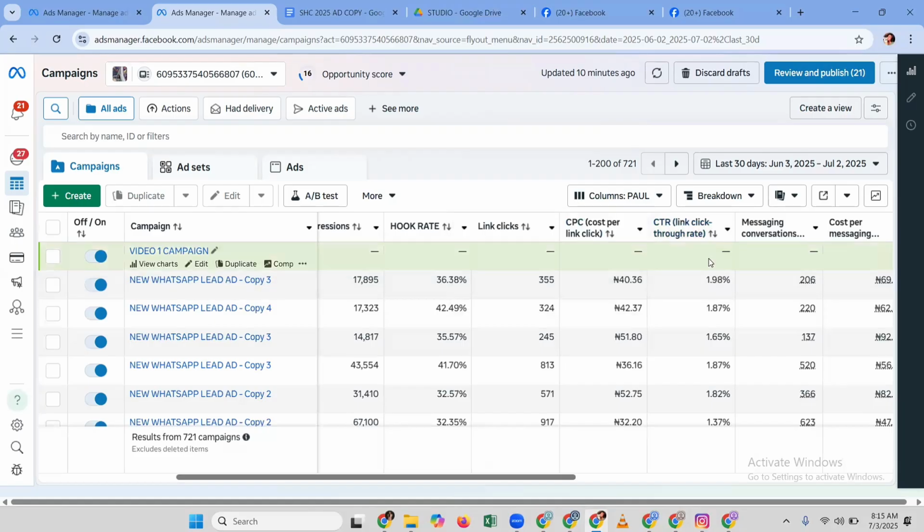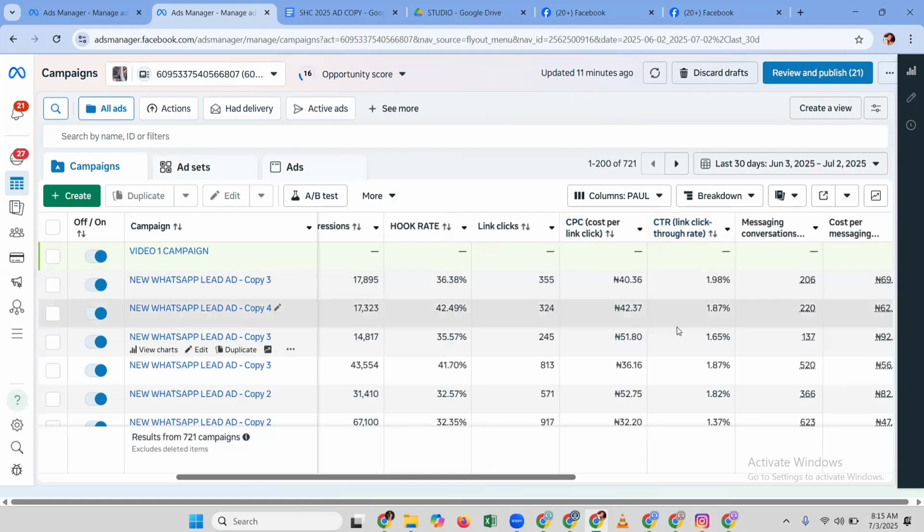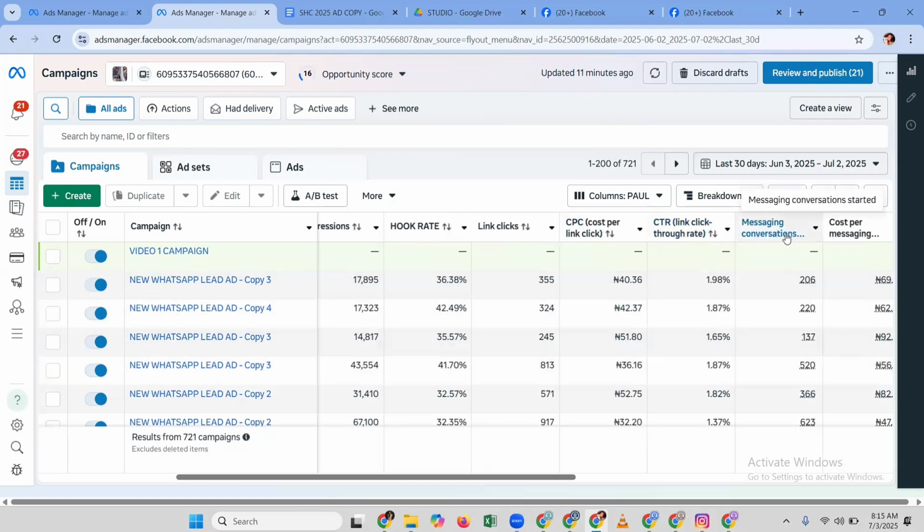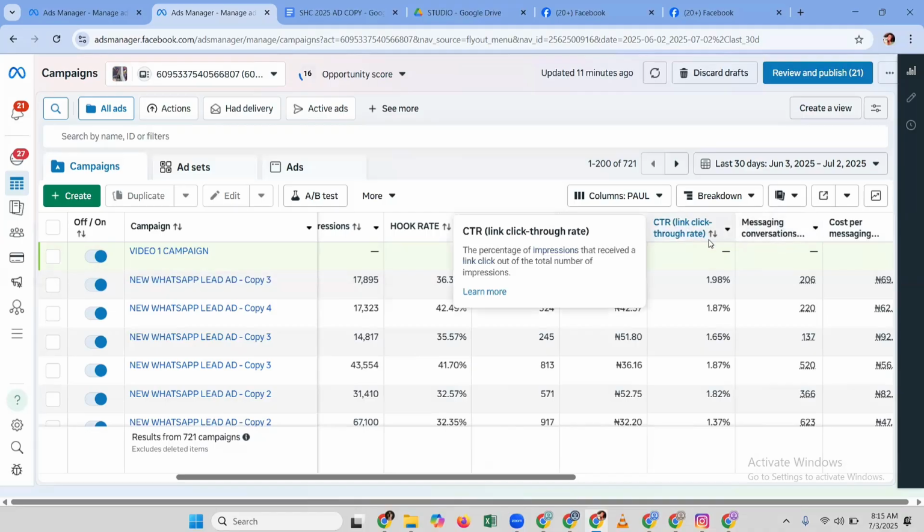So the next primary metric, I told you there are 5, is the result. In this case, why you are seeing messaging conversation is because the purpose of my advert is to get people to message me on WhatsApp. So literally the result of this advert is messaging conversation. But if you are running an advert for app download, your result is app download. If you are running an advert to get orders on your website, your result is getting orders. All right, that is purchases or sales.